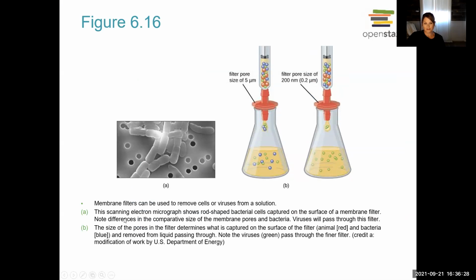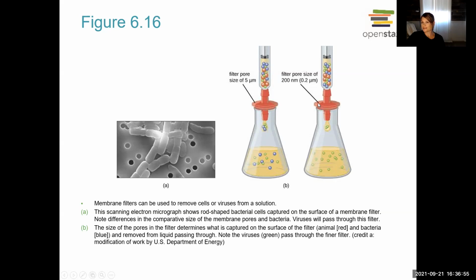So in this case, you're blocking out anything that's bigger than 5 micrometers here. Let's say that these red guys are E. coli. When you push that through, none of those get through, so you do prevent E. coli from getting through. But the smaller things, let's say the viruses are the blue and the green guys, they're actually going to get through.